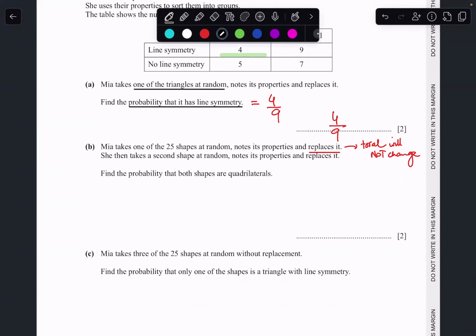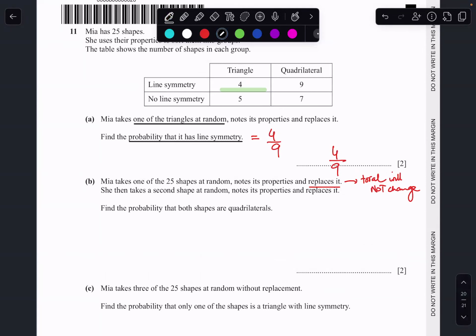So list it down first. We are dealing with quadrilaterals. We have to find the property related to quadrilaterals. So how many quadrilaterals can you see for both the lines or no lines? How many quadrilaterals? 16. 16. And total shapes are 25.